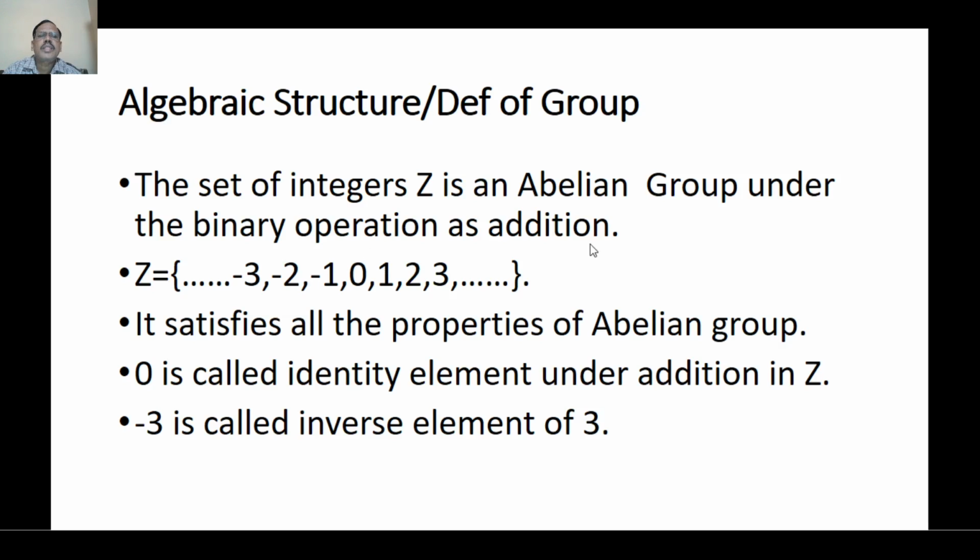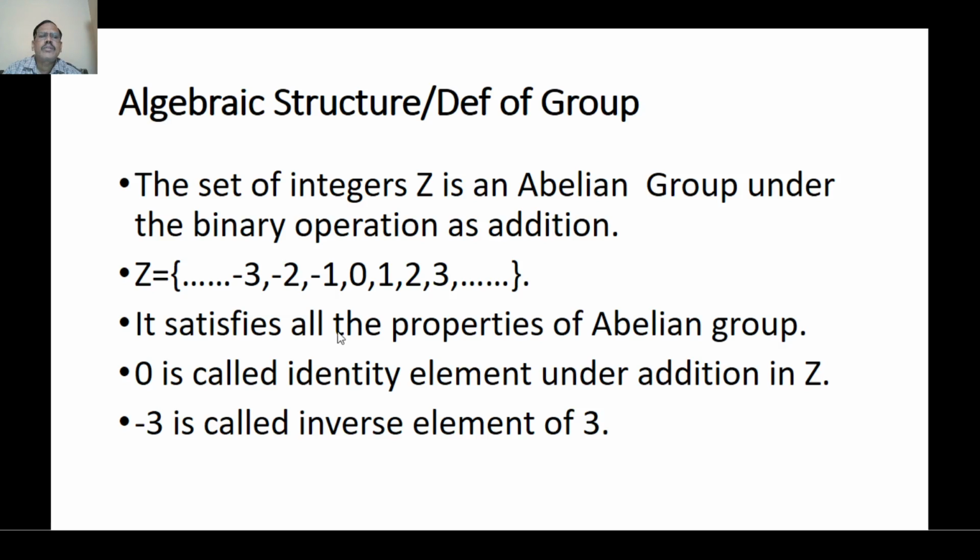So it satisfies the closure property. If you take 1 plus 2, 3, 3 plus 3, 6, or 2 plus 3, 5, 5 plus 1 is 6, like that. Minus 2 minus 1 is minus 3, minus 3 minus 3 is minus 6, or minus 3 minus 2 is minus 5, minus 1 is minus 6. So it clearly satisfies the associative property.